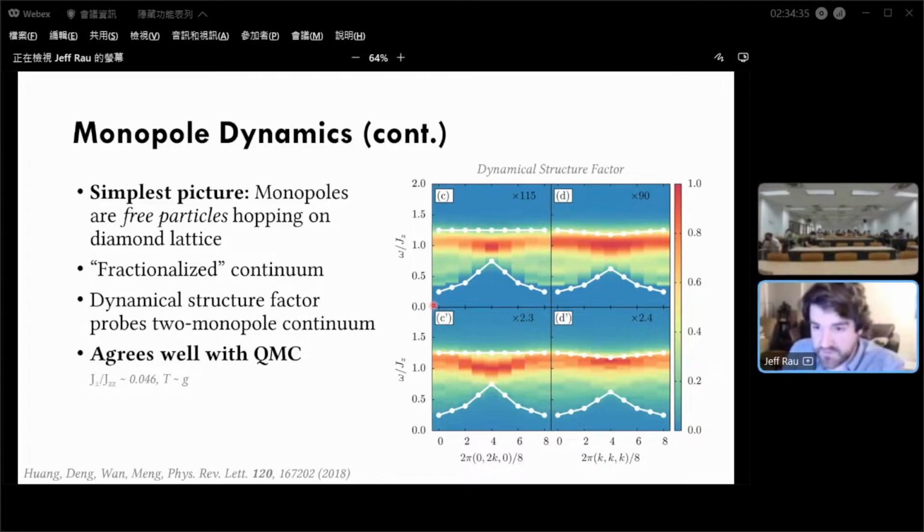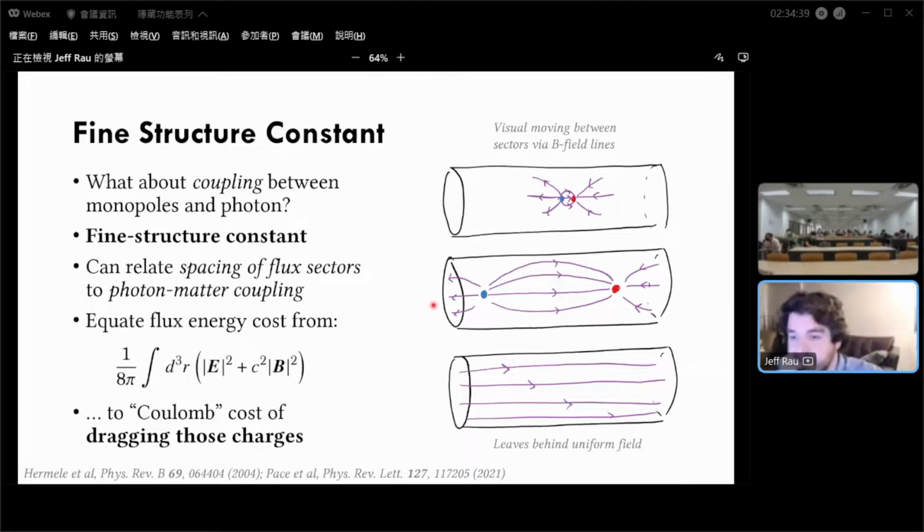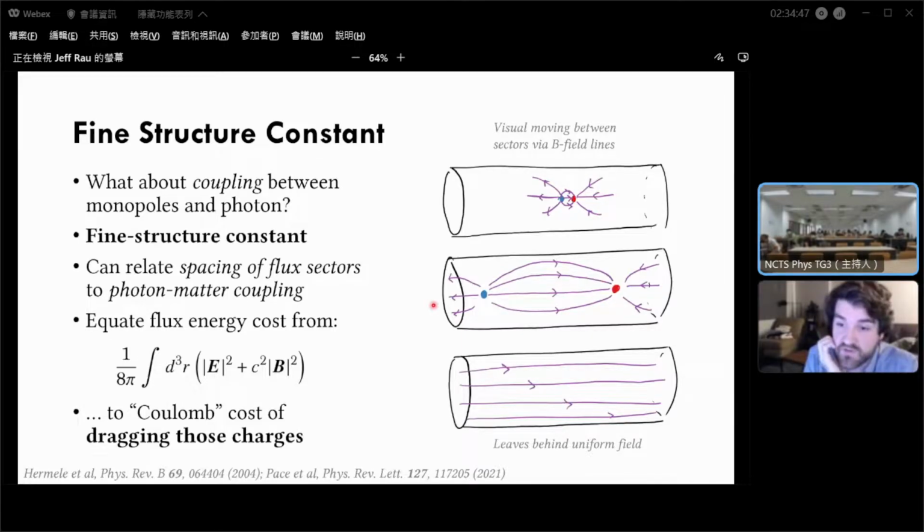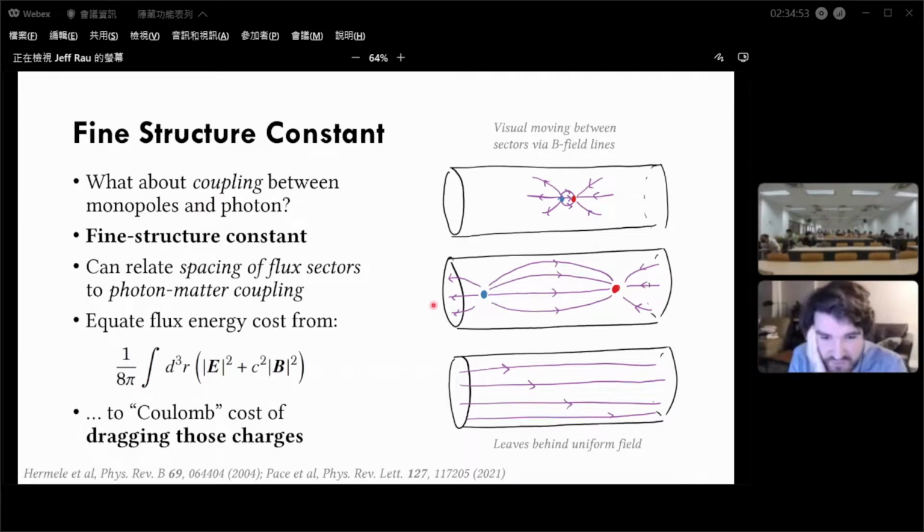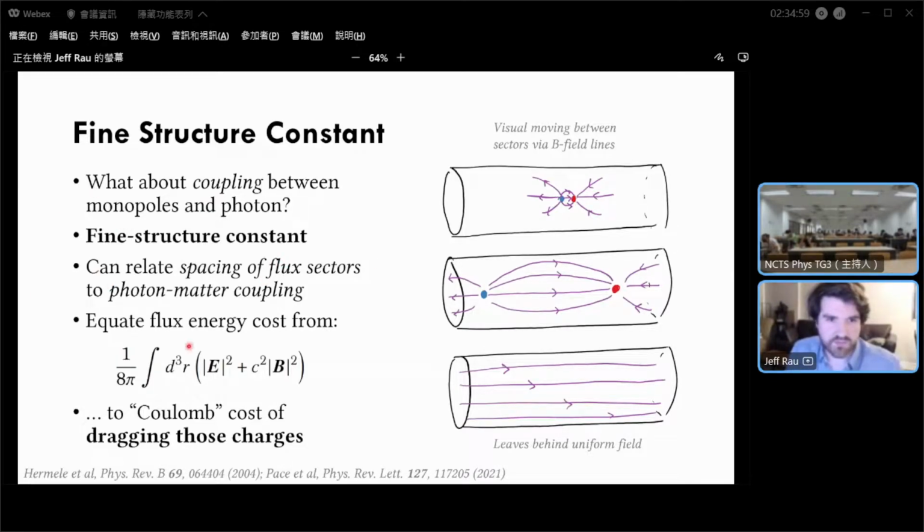Okay, so we have photons, we have matter. Last but not least, we need to know what the coupling between the photons and the matter is, and in QED that's set by the fine structure constant. So we have to figure out some way to extract that from our models. This was actually only done relatively recently, just last year. The trick is kind of cute.